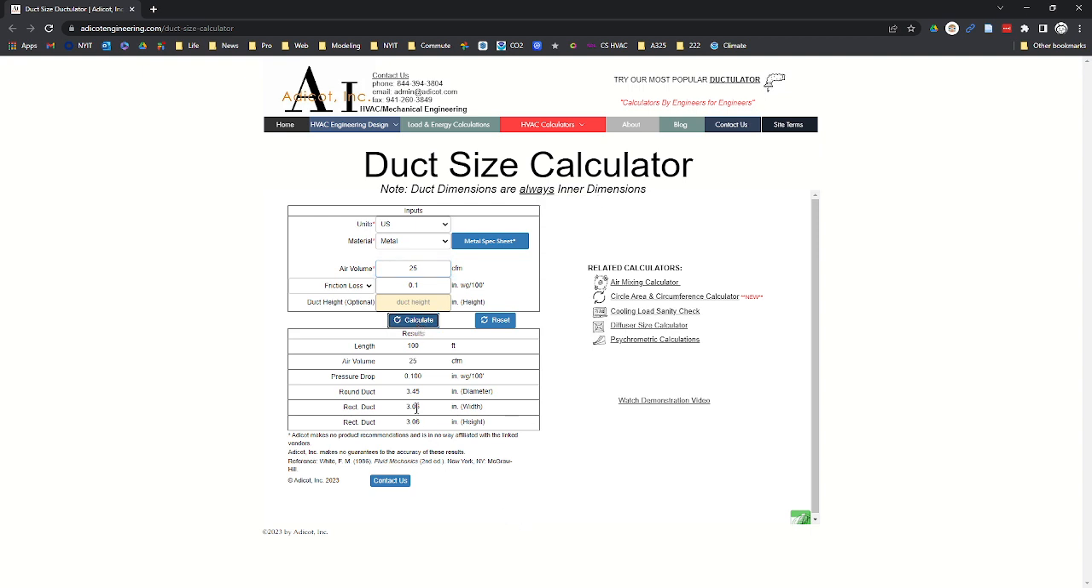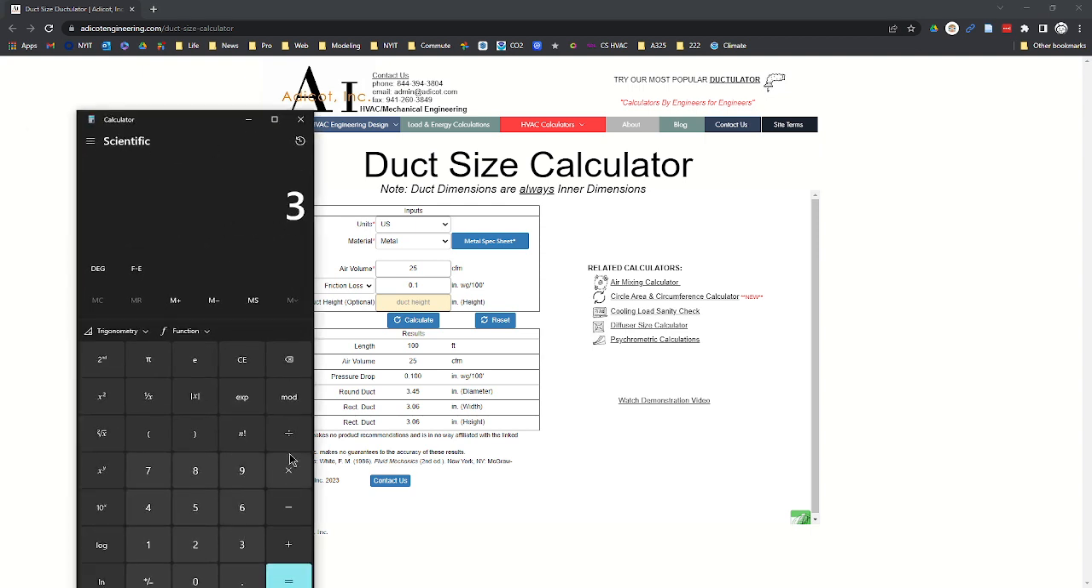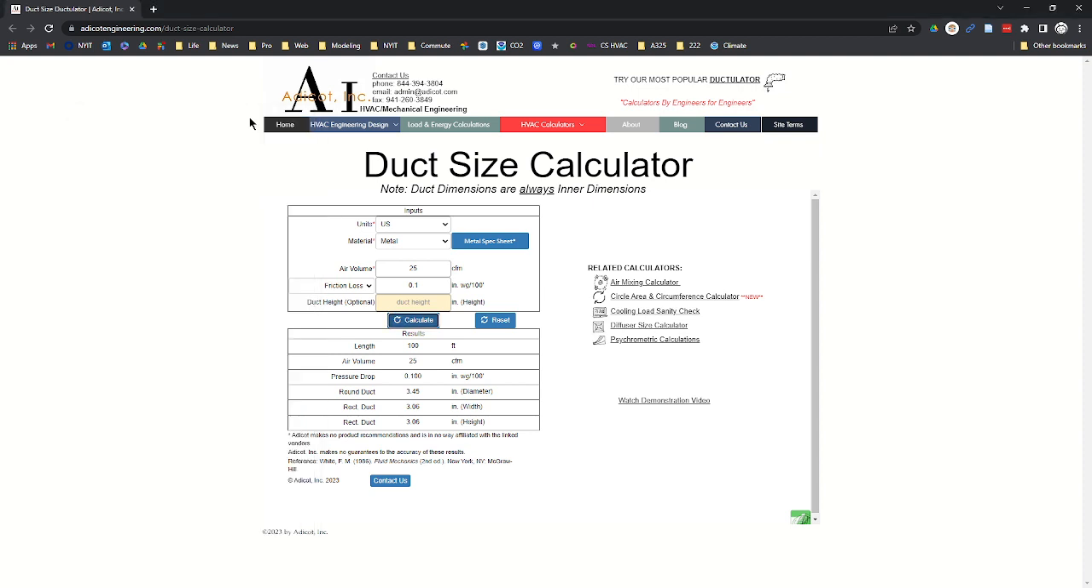Yeah, we've got a 3 by 3 inch duct. So 3 times 3 divided by 144. All right, that's 0.06 square feet. So I'm going to leave that off right now.